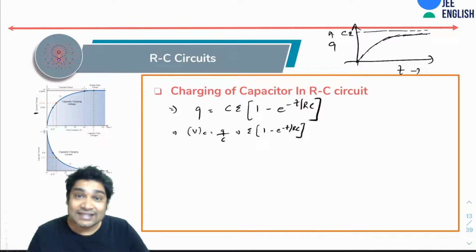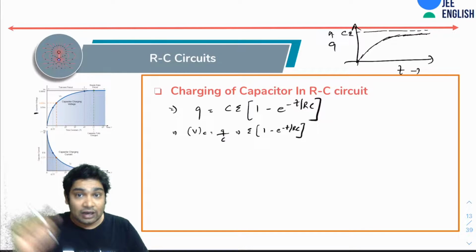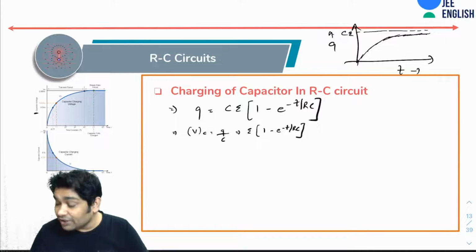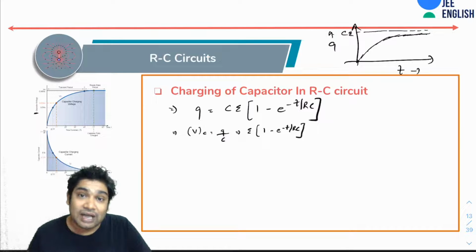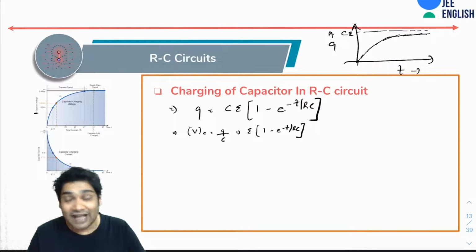Okay, so this is how the charge on the capacitor is changing. It starts growing and then the growth slows down, and eventually the maximum charge that the capacitor can have, when connected across a battery of EMF E, would be C times E, right? And to acquire that charge, it actually takes an infinite amount of time.